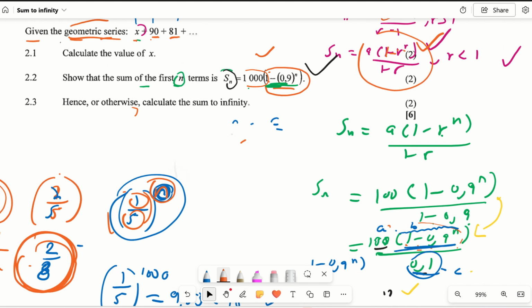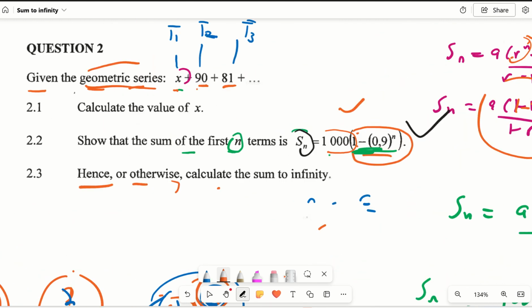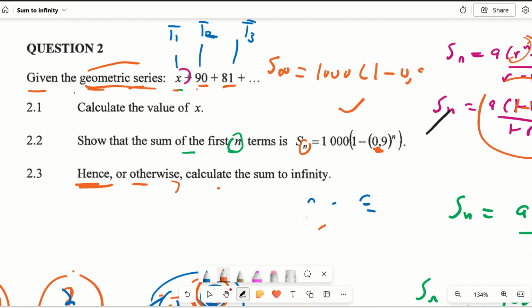Now, this question says hence or otherwise calculate the sum to infinity. You've got this thing over here. Since this is a proper fraction, you could substitute infinity there: the sum to infinity equals 1,000 times (1 minus 0.9 to the power infinity). That's you using the hence part. You know that a proper fraction to the power infinity is 0, so your answer will be 1 minus 0, which is 1, so 1,000. That's the hence part.